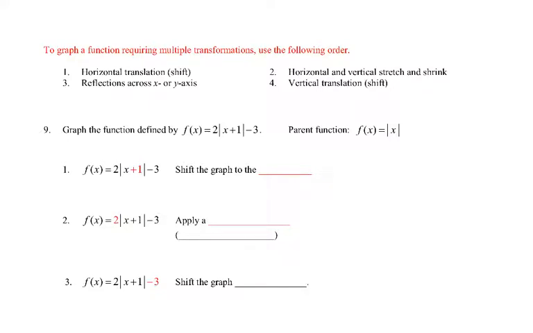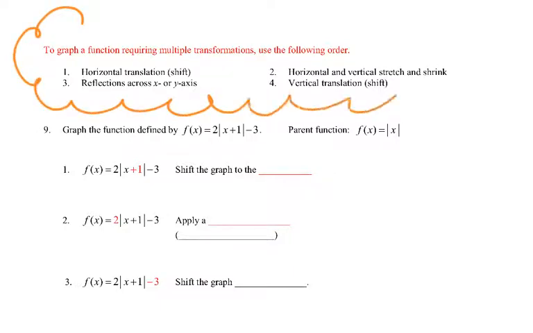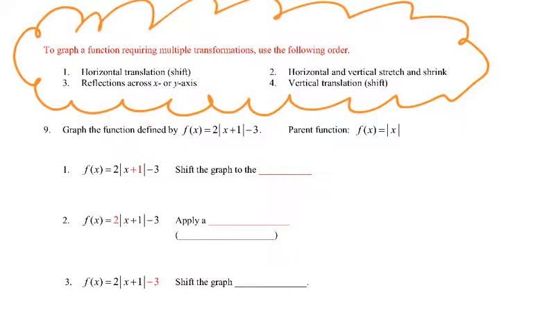In this video, we're going to be looking at transformations being applied to different types of parent functions, including quadratics and cubics. So what we're going to do is first remind ourselves of the order in which we perform transformations if multiple transformations are involved. So the order is, first we do horizontal shifts, then we do horizontal and vertical stretches and shrinks, then we do reflections across the y or x-axis, and then we do vertical translations, shifting upwards or downwards.